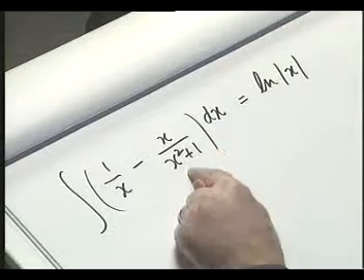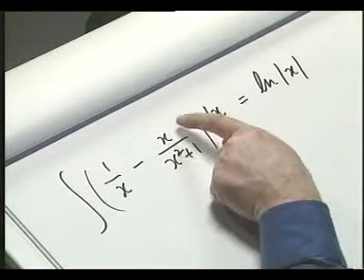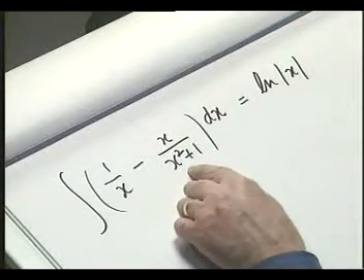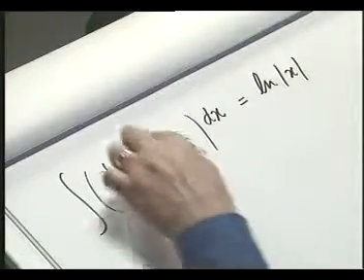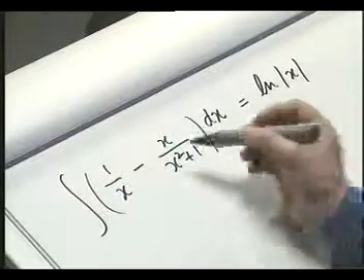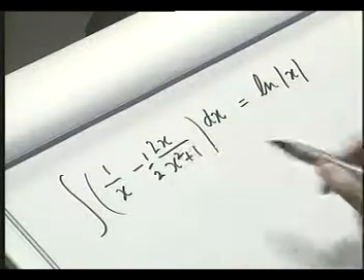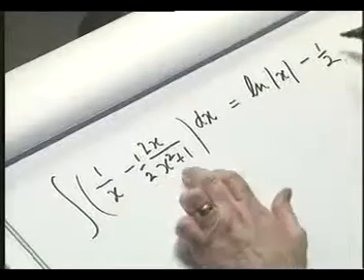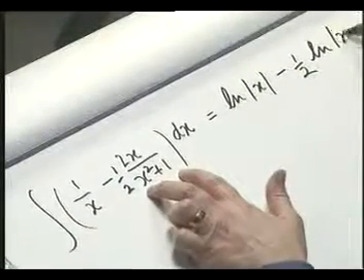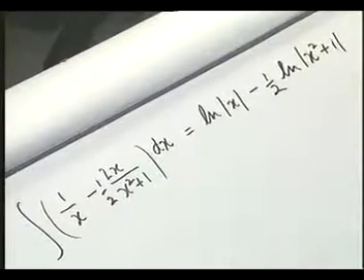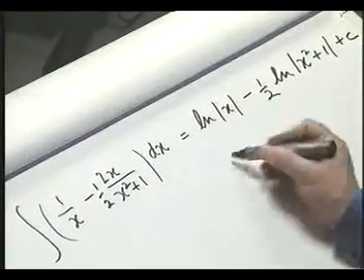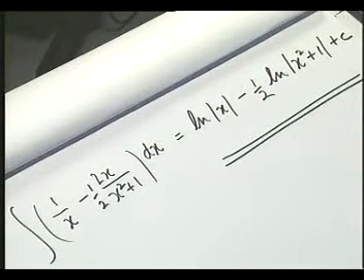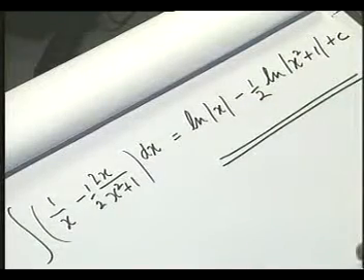To integrate the second term, we notice that the numerator is almost the derivative of the denominator. If we differentiate the denominator, we'll get 2x, whereas we really only want 1x. Now we fiddle that by putting a 2 at the top and a half outside like that. So this integral is going to work out to be minus 1/2 the logarithm of the modulus of x squared plus 1. And there's a constant of integration at the end. And I'll leave the answer like that. If you wanted to, we could combine these using the laws of logarithms.